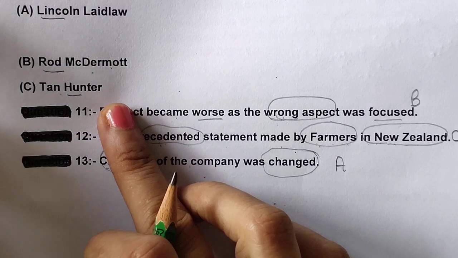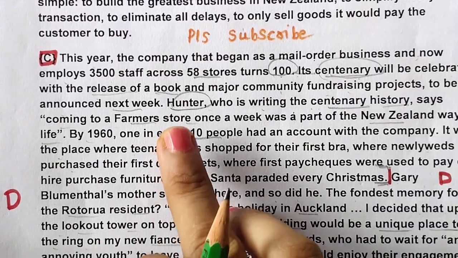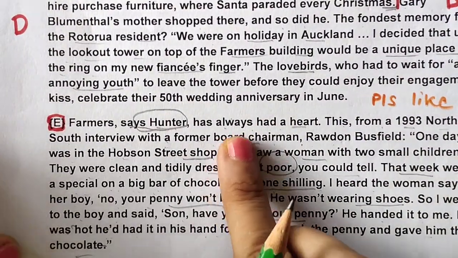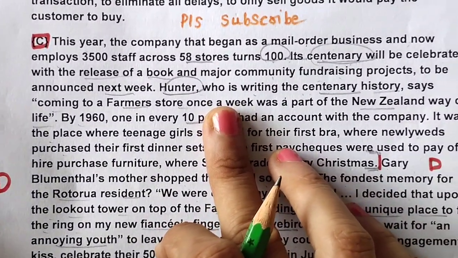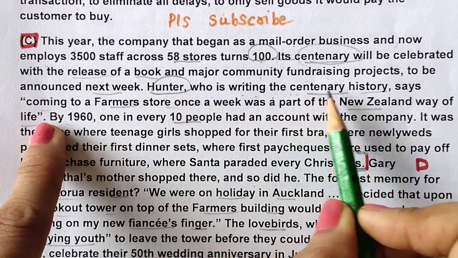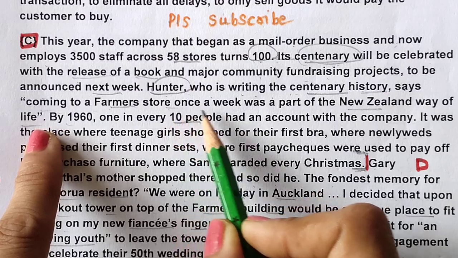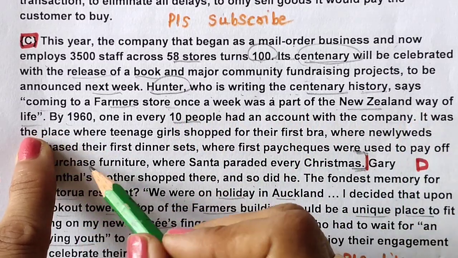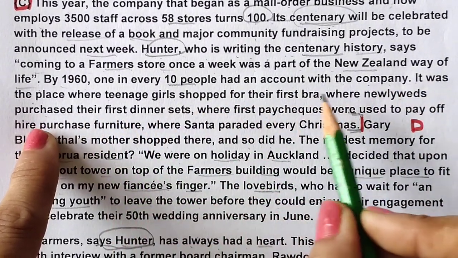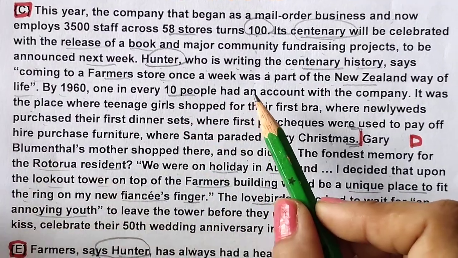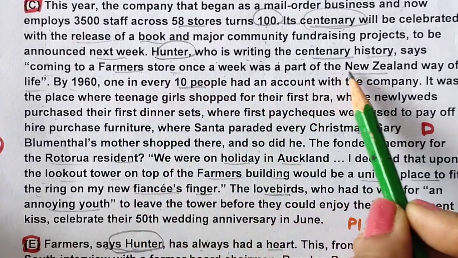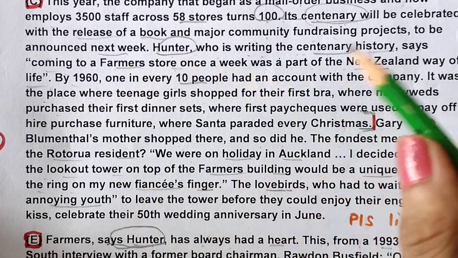Okay, Ian Hunter, where Hunter is saying something. So the Hunter word is here also. Here in this paragraph he had helped poor people, and in this paragraph he is saying something. So what he is saying, let's read it. Hunter, who is writing the company's history, says coming to a Farmers store once a week was part of the New Zealand way of life. By 1960, 1 in 10 people had an account with it. So everything they have given, they have told about the statement: coming to a Farmers store once a week was part of the New Zealand way of life. So some statement he is saying.